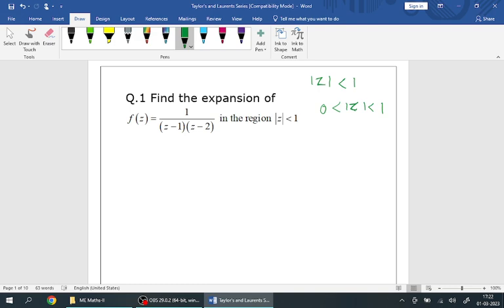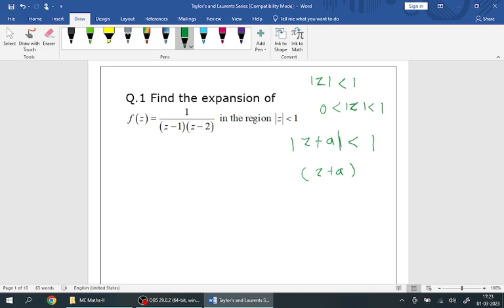But if we are given mod of z plus a is less than 1, it means we are going to find the series in powers of z plus a: z plus a raised to 1, z plus a raised to 2, and so on. That means we are finding the Taylor series about the point z equal to minus a.